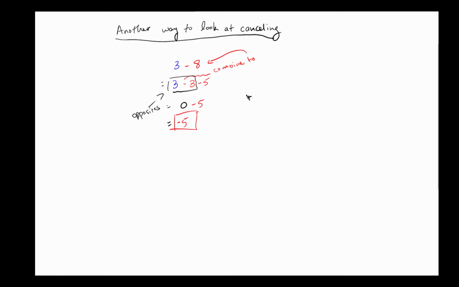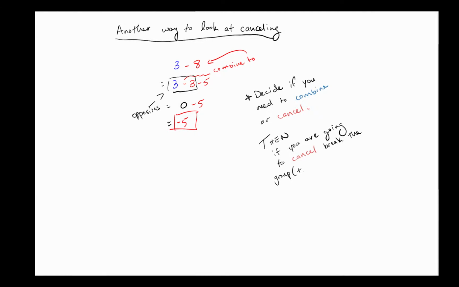So I decide if I'm going to combine or cancel, and I do that based off of whether I have positives or negatives. And once I do that, combining tends to be pretty easy, but if I'm canceling, then I'm going to break up whichever group is larger, whichever group I have more of, to create a pair of opposites. In this case, I took the negative 8 and broke it up into negative 3 and negative 5 because those opposites I know will cancel to 0.